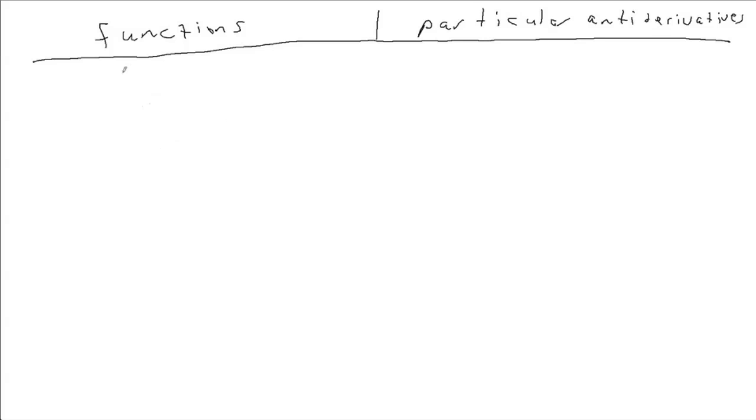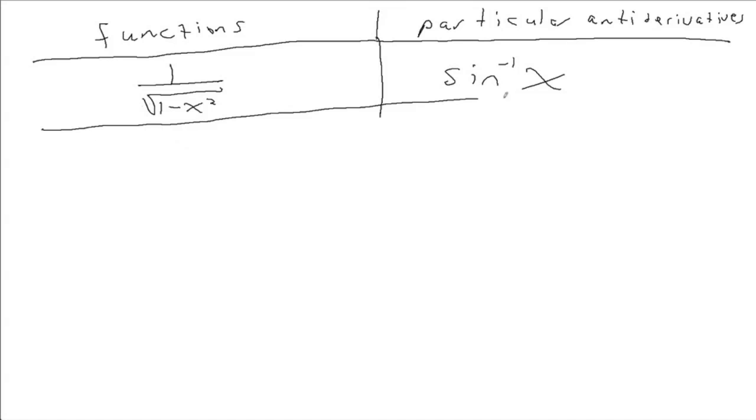But what's a new function that we've learned how to take the antiderivative of? 1 over the square root of 1 minus x squared. That's right, yes. And that particular antiderivative is inverse sine of x. Excellent. Okay, so what else could we write over here? Let's see.